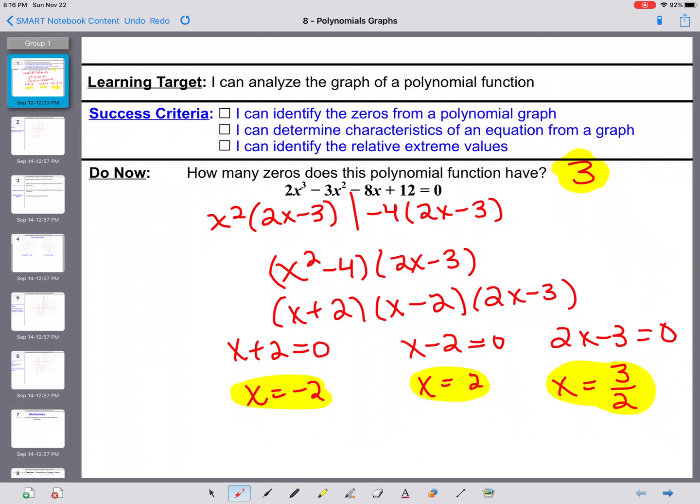Okay, so in our do now, we saw that by factoring, we found that there are 3 zeros to this polynomial function. Today, we're going to look at polynomials on a graph, and we'll be able to count up the number of zeros, the degrees, and all of that stuff.